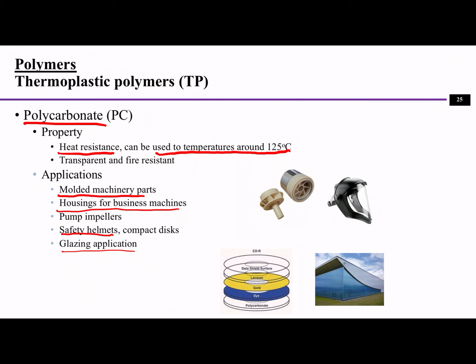It's not always the case that polycarbonate has to be transparent. Some polycarbonate actually has colors, right? Some solid colors. So just make sure you know that it's not always transparent. It really depends on how you process the polymer. When we're cooling this down, the transformation process will affect its transparency.